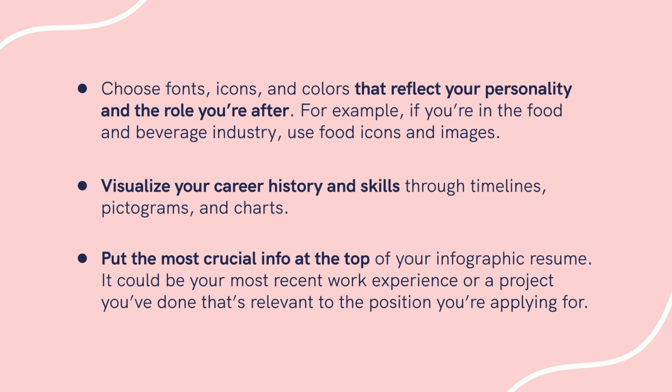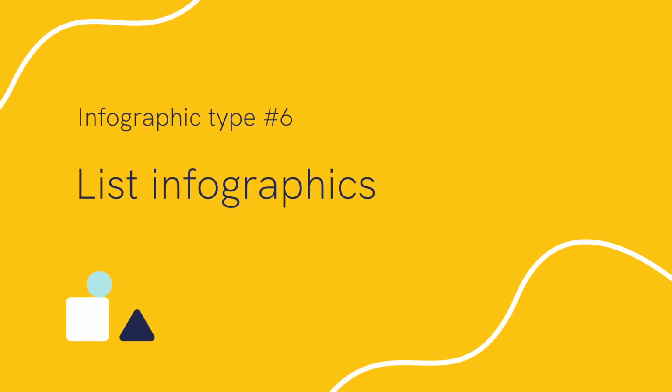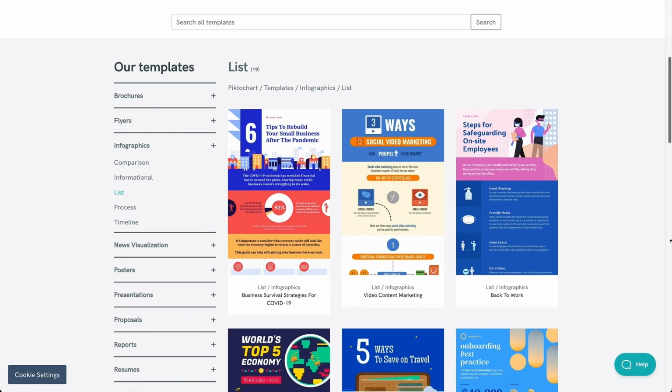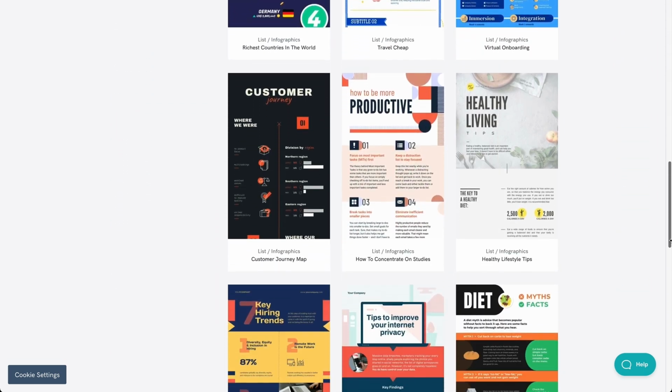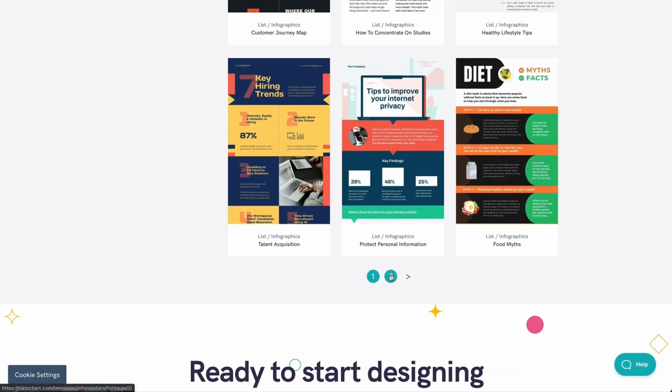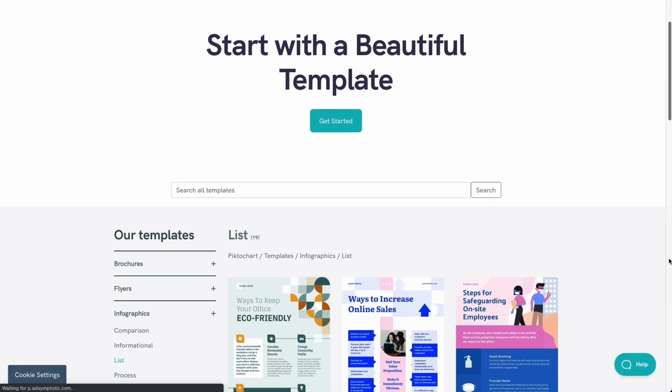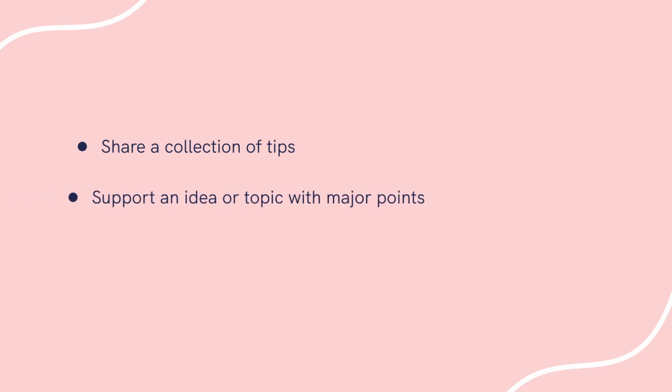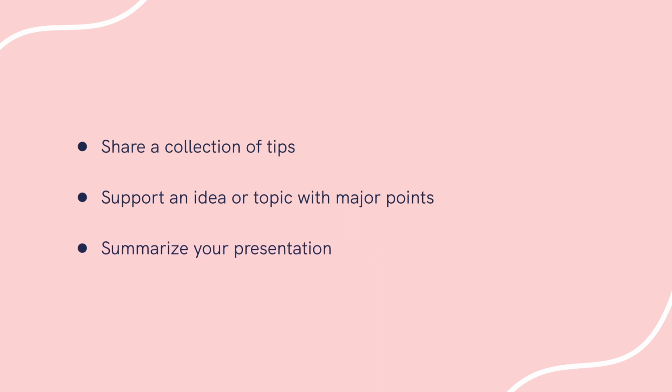for. Infographic type 6, list infographics. The human brain adores lists, which explains the popularity of list infographics. From checklists to to-do lists, list infographics are excellent infographic formats if you want to share a collection of tips, support an idea or topic with major points, summarize your presentation. Make your list easy to remember for your audience through the following best practices.